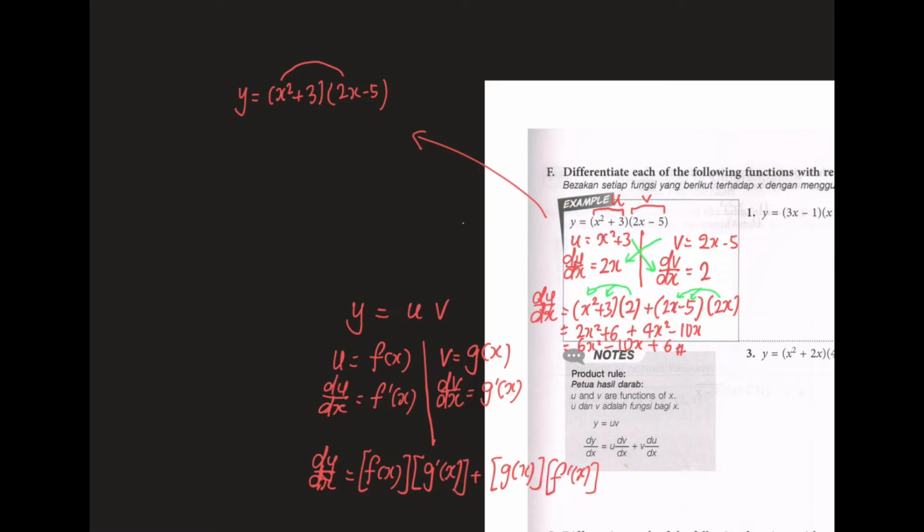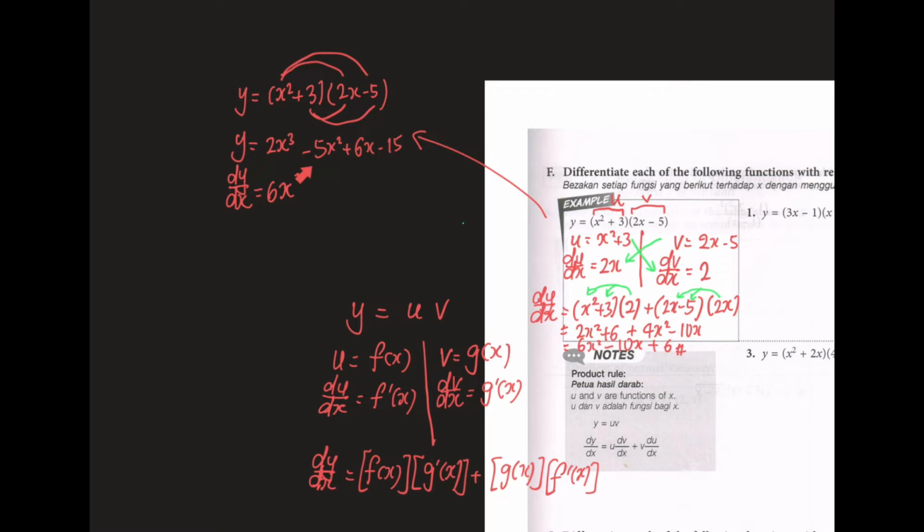So you expand like usual, then you get y equal to 2x cubed minus 5x squared plus 6x minus 15. So I expand already, and then I differentiate. If you still remember the formula of differentiation, we put the power in front and multiply. So 3 times 2 is 6. Then you minus 1 from the power, you get power 2.